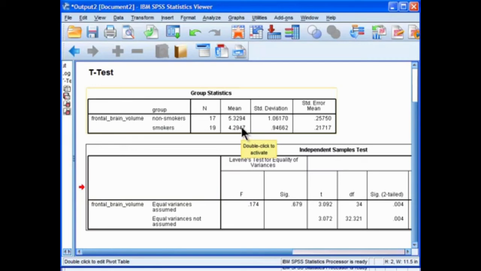We should also note that SPSS also produces results for equal variances not assumed, in which it produces a t-value of 3.072 with degrees of freedom at 32.321 and the same significance level. So basically, the results are the same whether you look at the equal variances assumed or not, and that's because the variances are basically the same. The standard deviations are also very similar, and that's why the two t-values are very close to each other.